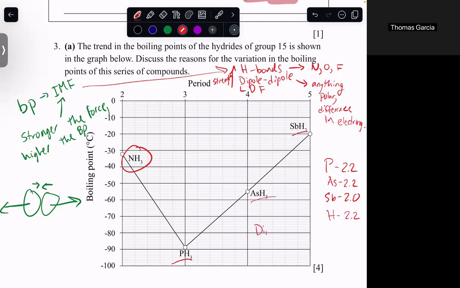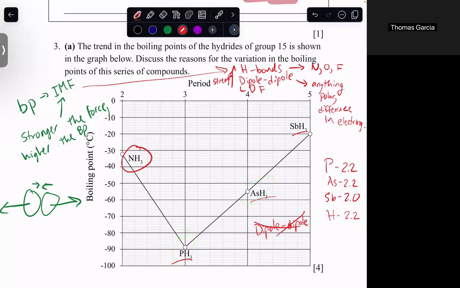So dipole-dipole is not really anything here. Dipole-dipole, no, we don't really care about it here. They don't actually make a trend. In fact, if anything, it would show that antimony should be lower than the other two because, or sorry, antimony would be higher still actually because it has a greater difference. Well, these two would be lower, so that's fine.